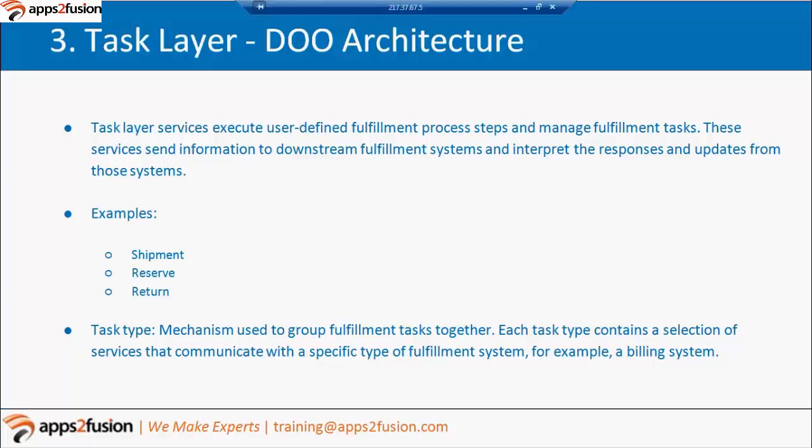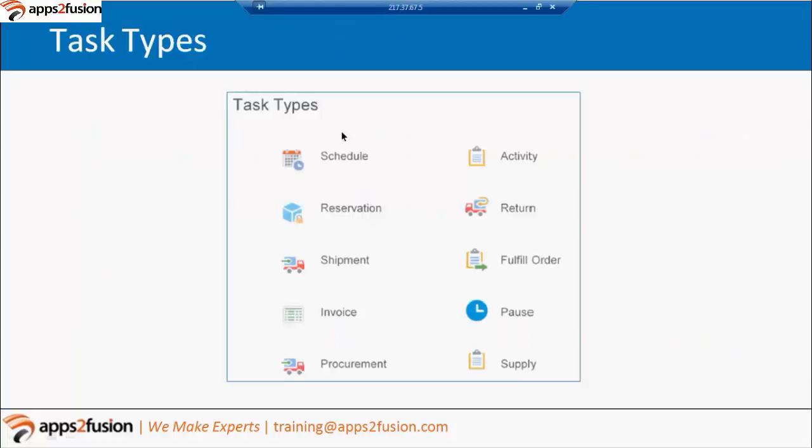So the minute the orchestration process shipment task begins, the shipment task would invoke the shipping web services and then accordingly get the information from shipping or pass information to the shipping system. Okay, so these are the typical task types that we have as part of R12 or R11.